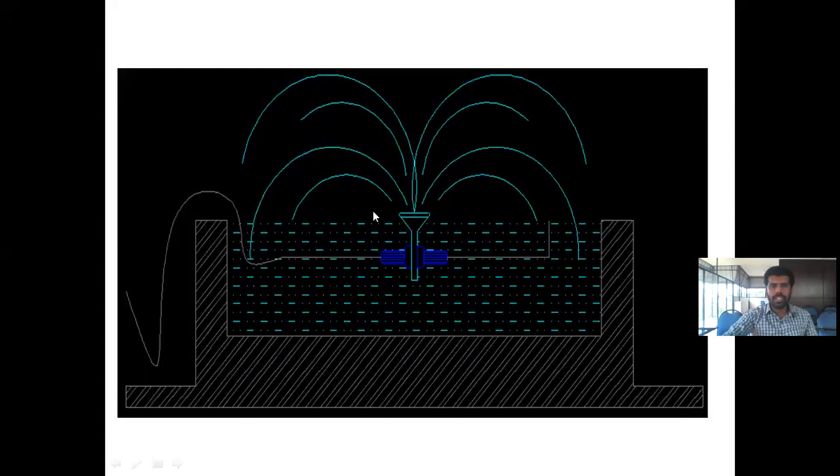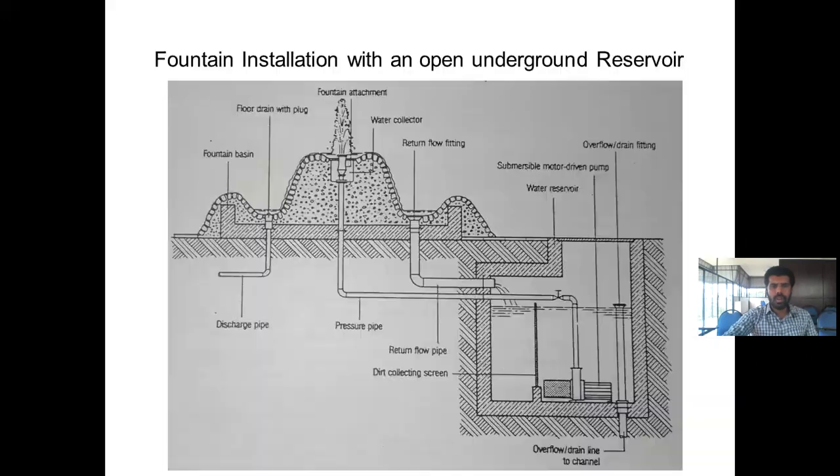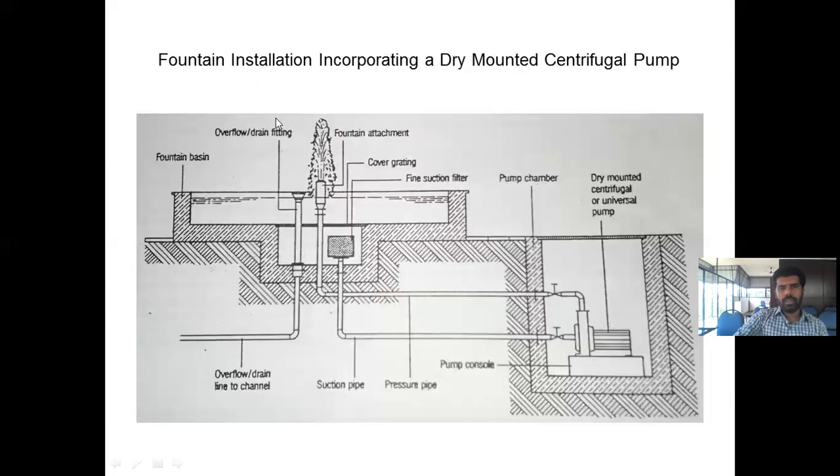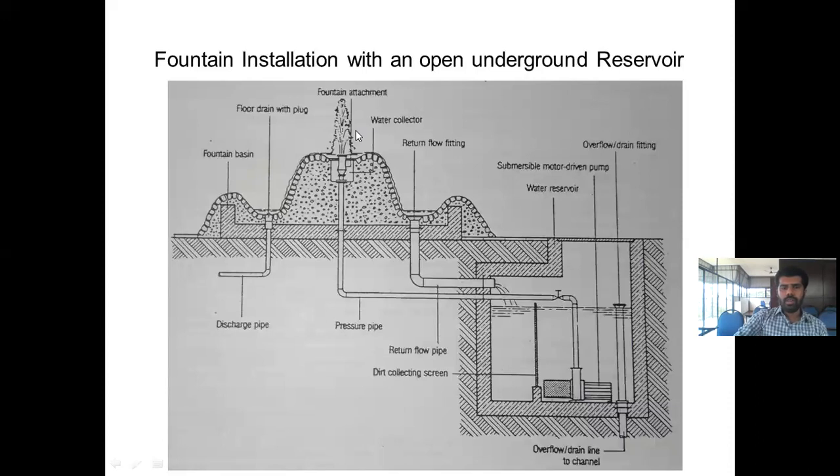So these things are about the fountain system. We have seen the different types of fountain system. One is the simple fountain system. The next one is a fountain installation incorporating a dry mounted centrifugal pump. Then the fountain installation with an open grounded reservoir. So these are the different types of fountain system that we can use.